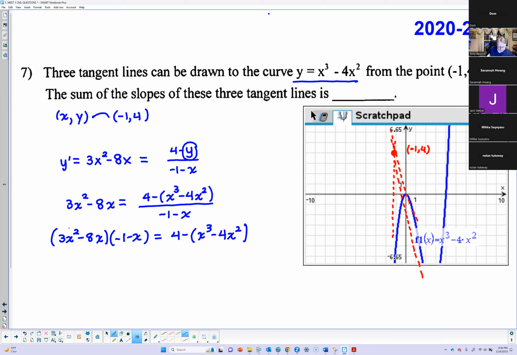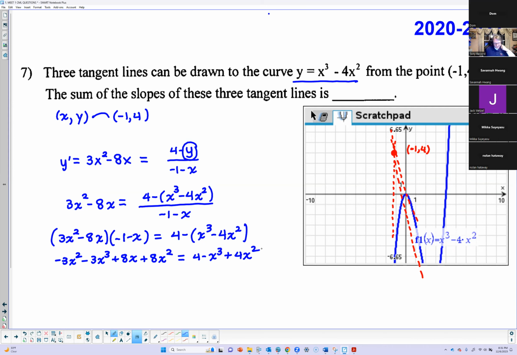And so if I FOIL this, right, I get -3x squared on the first. The outside is -3x cubed. The inside is plus 8x. And the last is, boy, correct me if I do something wrong, plus 8x squared. Ever since I made that first mistake, I have been checking the chat a lot more often so that I don't waste your time. And then we're going to distribute the negative like such on the right side.